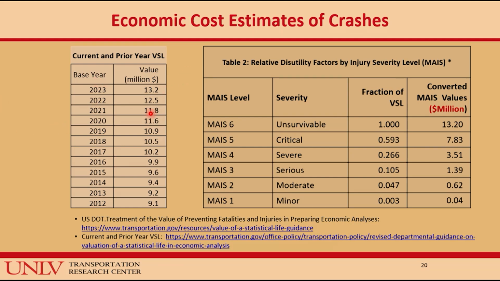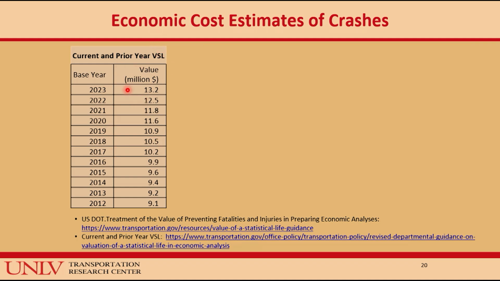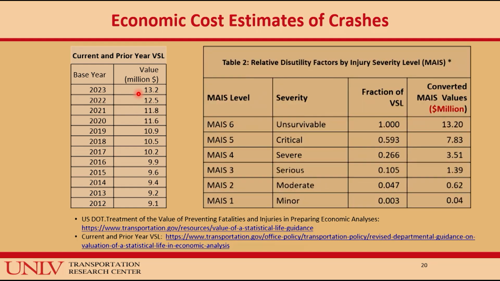So what we have here is, on the left, let me just go back to the left. This was revised for 2023. If you look at it in 2012, the value of statistical life was 9.1 million, whereas in 2023 it is 13.2. Basically, it is in current dollars. Each fatality, each death, is equal to $13.2 million is the way to look at it.